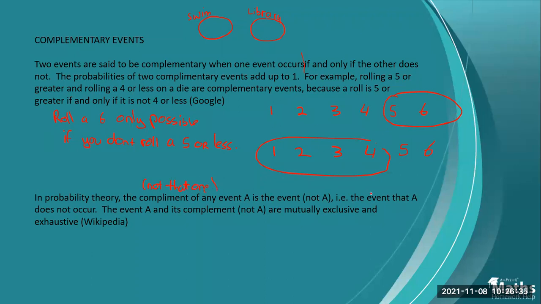For example, the event that A does not occur, the event A and its complement, meaning it's not A, are mutually exclusive. Exclusive means the one has nothing to do with the other one, and exhaustive. It's a nice description, isn't it? It's exhaustive, meaning there's nothing that remains. You are done. Let me explain to you what they mean.